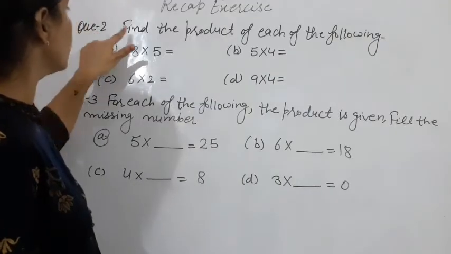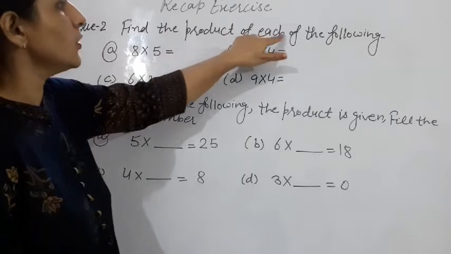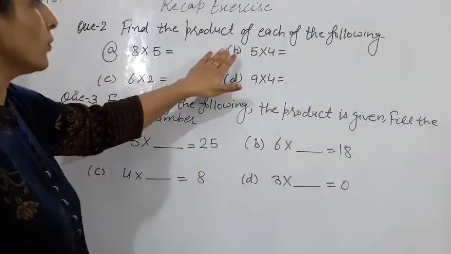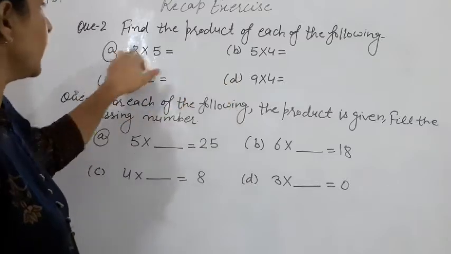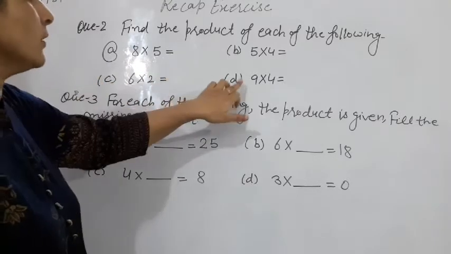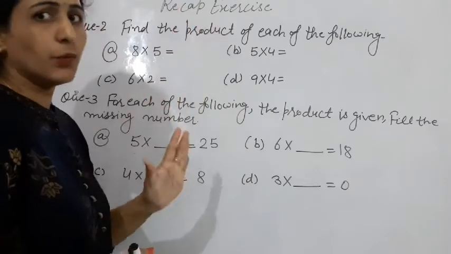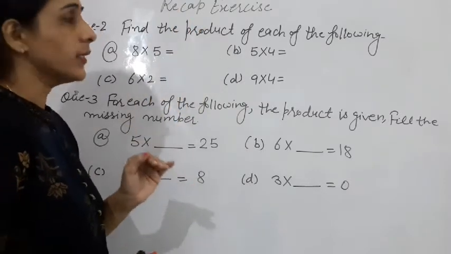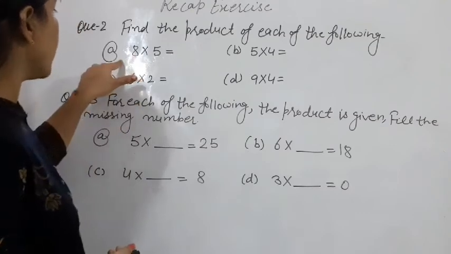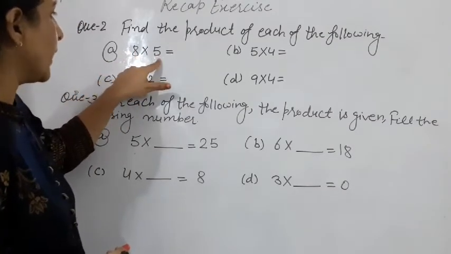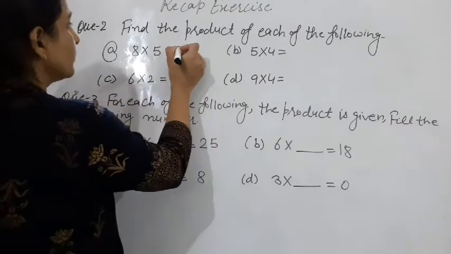Now question number 2: find the product of each of the following. Clear? Here we will find the product of the given parts A, B, C and D. For this, beta, when you start this chapter, first revise your tables. Clear? So for part A, we read the table of 8. 8 fives are 40.